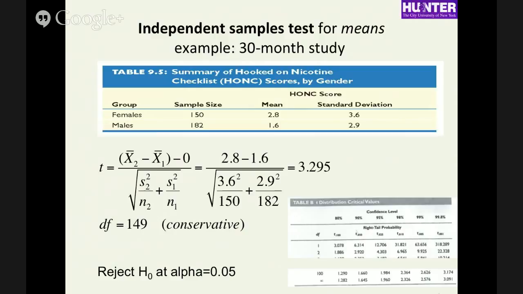So to be extra conservative, that is, to be sure that you won't reject the null hypothesis unless it's definitely false, you could use a smaller number of degrees of freedom. So using 100 is safe. And since our t-statistic 3.3 is greater than the critical value, what do we do? We reject, right? We say that the mean scores are different for boys and girls.